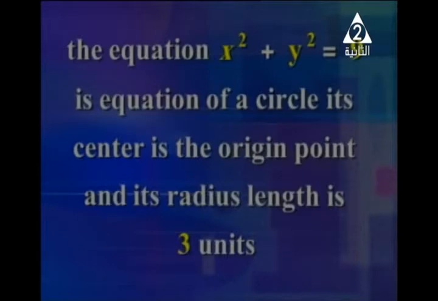Then r equals positive or negative square root of 9, which is positive or negative 3. But r equals 3 only, not negative 3, because r is the radius, a length, which is positive only. Then the equation x squared plus y squared equals 9 is the equation of a circle. What is the center? Excellent student, 0, 0, the origin point. What is the radius? Excellent student, the square root of 9 is 3 units.